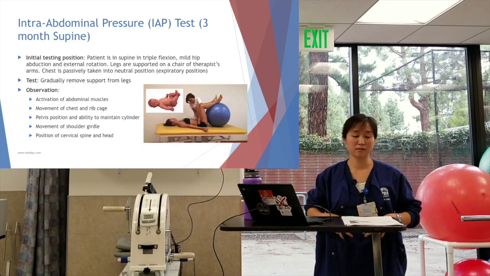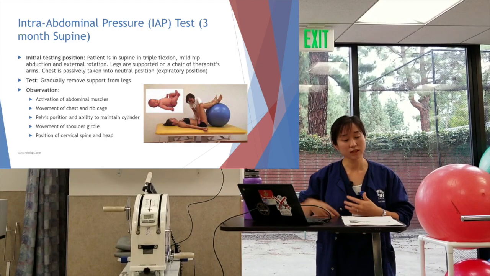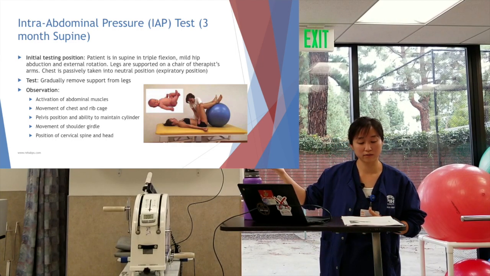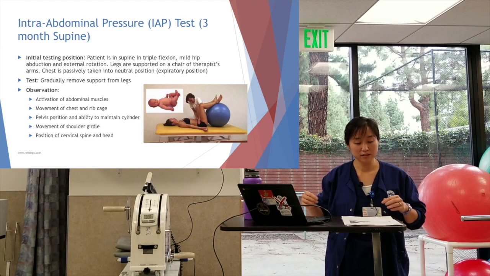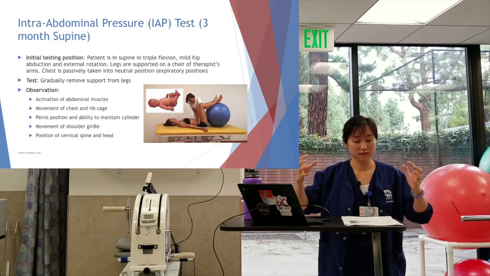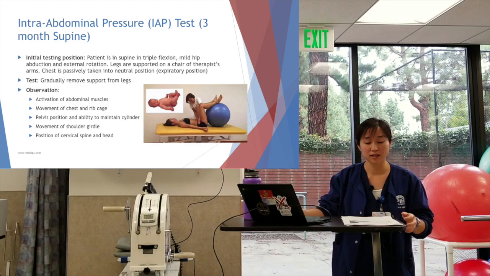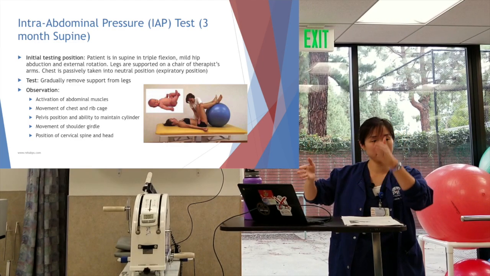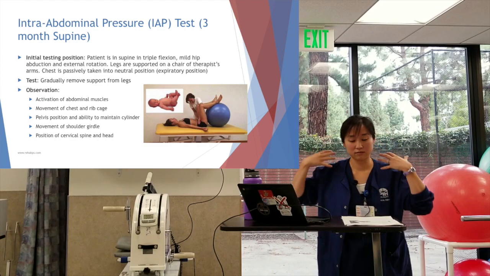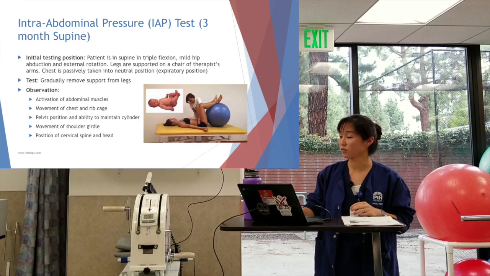So you have them inhale, exhale, move their ribs into neutral, and then you gradually take the support away from their legs. You'll be looking for abdominal muscle activation, seeing if they can breathe or if they have to hold their breath to maintain that position, whether their pelvis and diaphragm remain parallel, and looking for compensation at the shoulder girdle or the head.